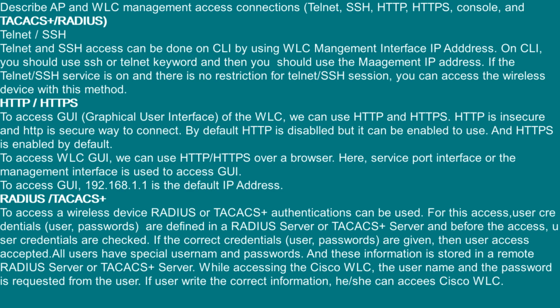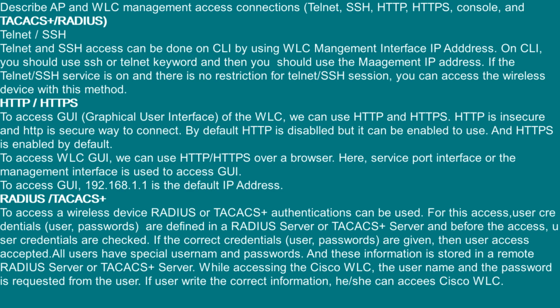HTTP, HTTPS. To access the GUI, graphical user interface, of the WLC, we can use HTTP and HTTPS. HTTP is insecure, and HTTPS is the secure way to connect. By default HTTP is disabled, but it can be enabled to use. And HTTPS is enabled by default. To access the WLC GUI, we can use HTTP/HTTPS over a browser. Here, the service port interface or the management interface is used to access the GUI. 192.168.1.1 is the default IP address.